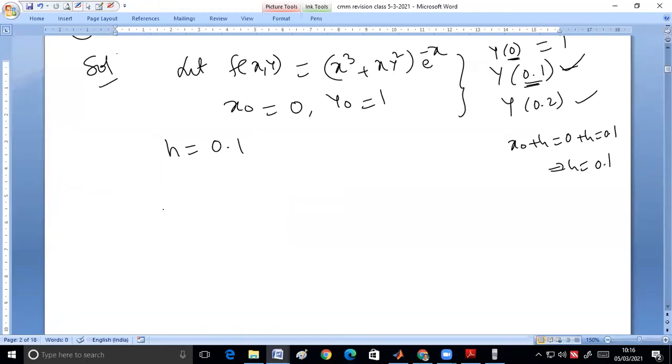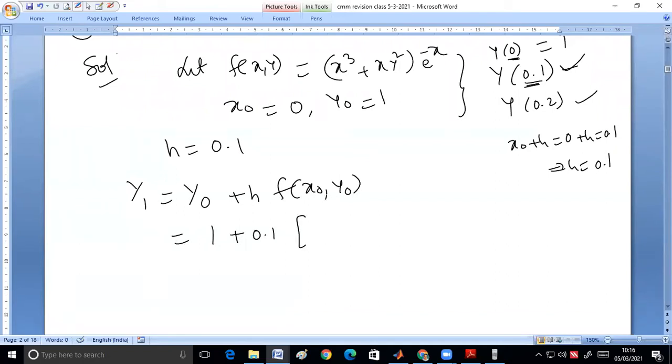Now what is our method? First we will find y1 equals y naught plus h into f of x naught, y naught. So y naught is known, y naught equals 1, h equals 0.1. For f of x naught, y naught, in place of x, y, replace x by x naught and y by y naught, that is x naught cube plus x naught into y naught square into e power minus x naught. Now substitute the x naught value 0 in this expression, and you will get the y1 value.